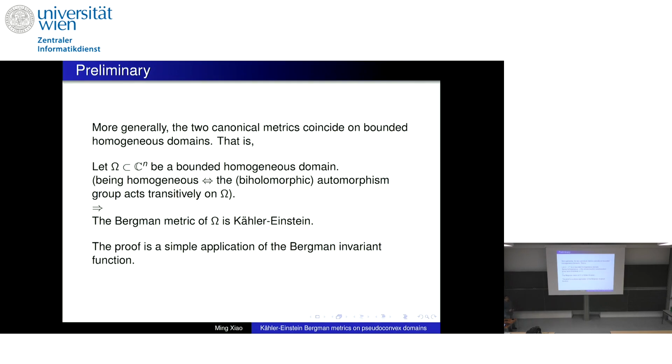That is to say, if omega is a bounded homogeneous domain, being homogeneous means that the biholomorphic automorphism group of the domain acts transitively. Then we always have the two canonical metrics coincide. That is, the Bergman metric is Kähler-Einstein, and this fact can be proved by a simple application of the Bergman invariant function. So what is that? Let me elaborate.